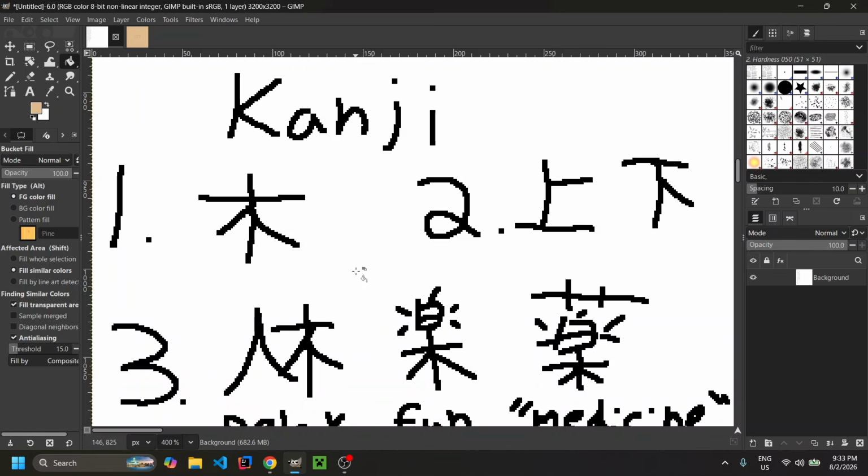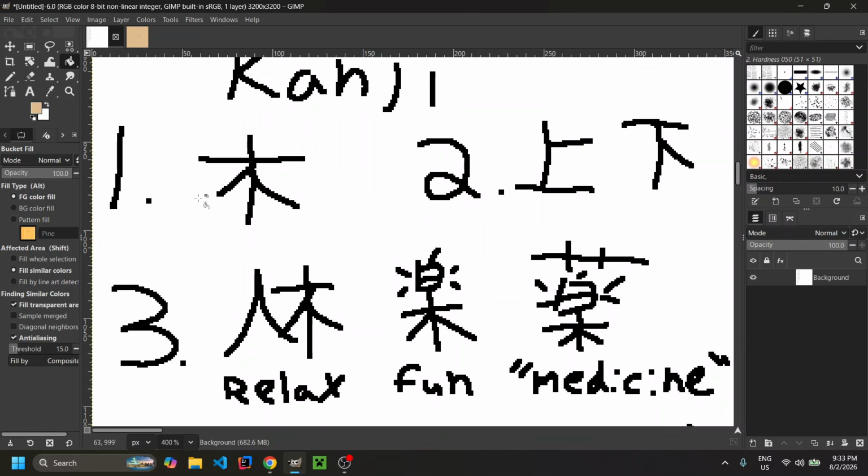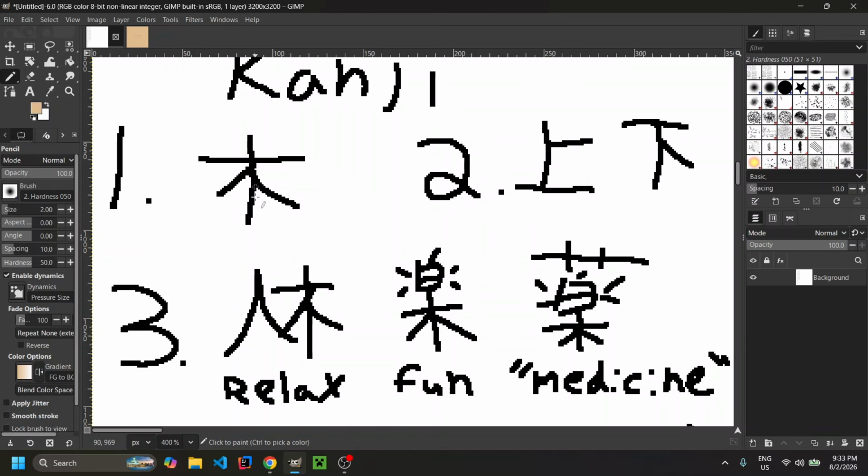But kanji have four parts to them. There's four types. The first one is things that are supposed to look like what they represent. So this first one is a nice little tree. It's just supposed to look exactly as it is.